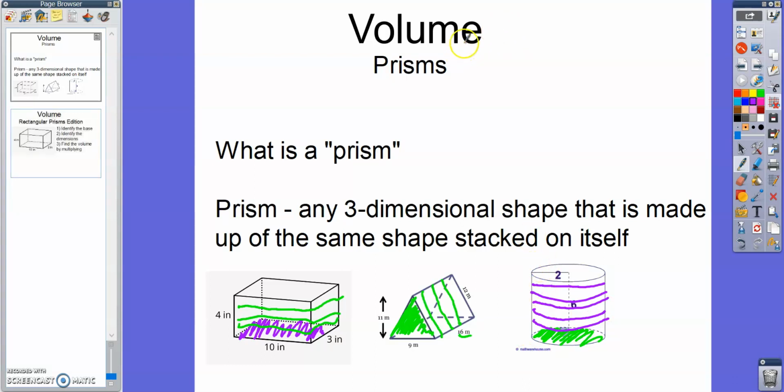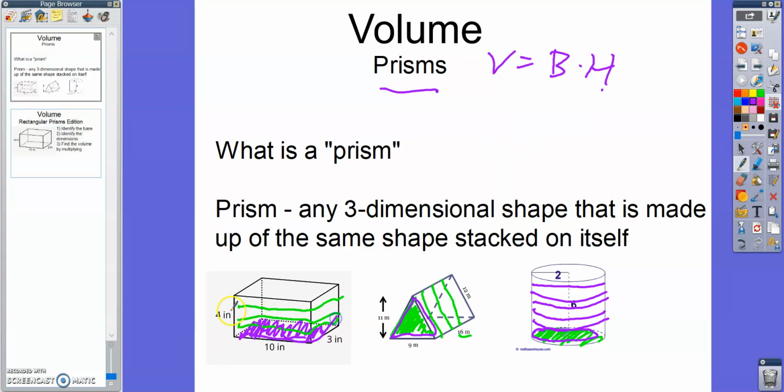Now, the big idea here is that the volume of these prisms, and this only works for prisms, can be found by doing base times height. That is the big idea here. And the base is whatever shape is on the bottom. In this case, that would be a rectangle. In this case, the bottom, we actually see it, is this nice pretty triangle. In this case, the base was this circle down here. And that's just multiplied by however many of those shapes are on top of each other, aka the height.